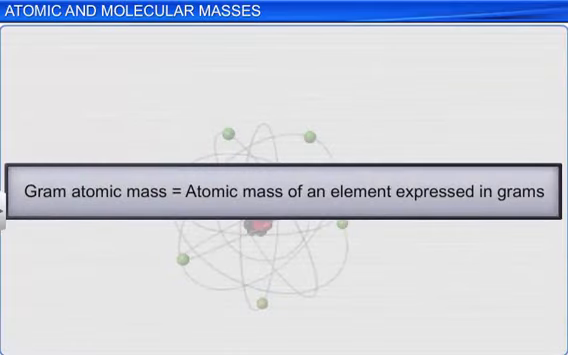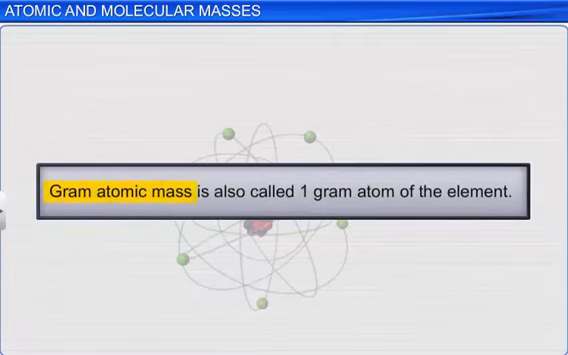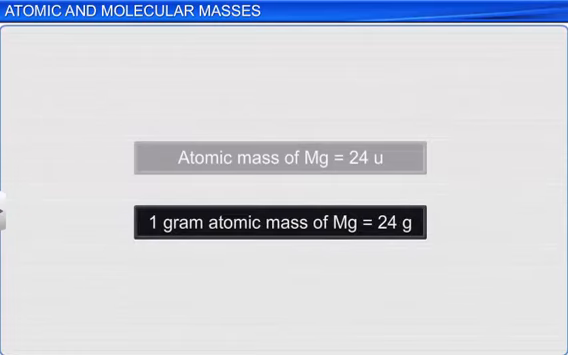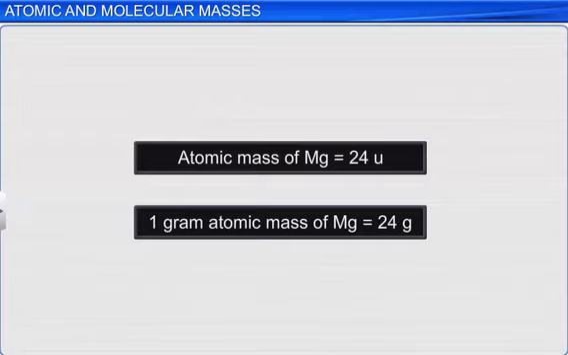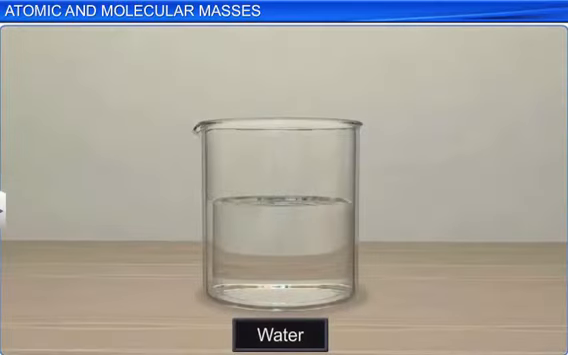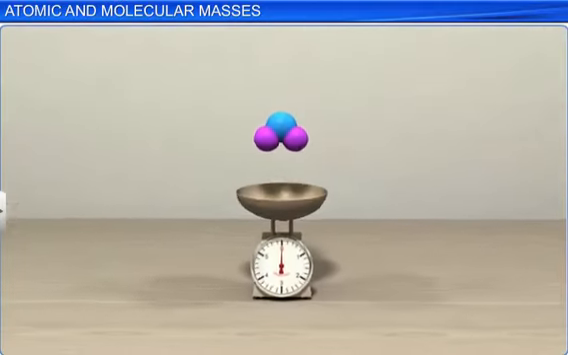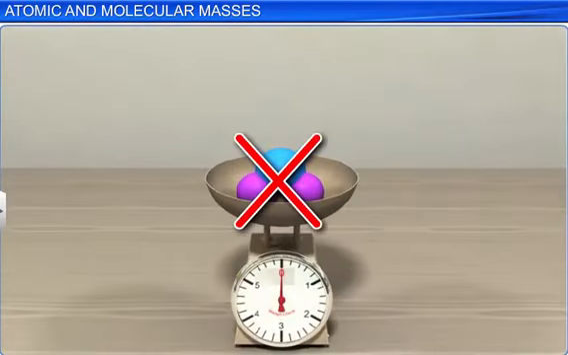When the atomic mass of an element is expressed in grams, it is called gram atomic mass. Gram atomic mass is also called 1 gram atom of the element. For example, 1 gram atom of magnesium is equal to its atomic mass expressed in gram, which is 24 gram. Like atoms, molecules are also very small. Hence, their mass cannot be determined by weighing them. Therefore, the molecular mass is determined relative to the mass of carbon atom taken as 12 U.